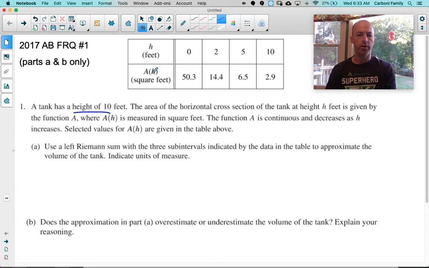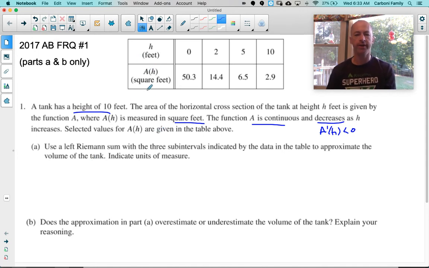So they give you a table of values for the area of the cross sections. They tell you it's measured in square feet. A is continuous and decreases as H increases. And so they tell you A is continuous. Notice they do not say it is differentiable. So that's a good distinction to make. And decreases. Therefore, we know that A prime of H would be negative. Use a left Riemann sum and the three intervals up here to find the volume of the tank.